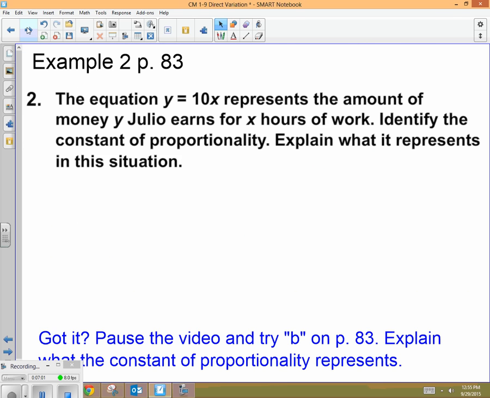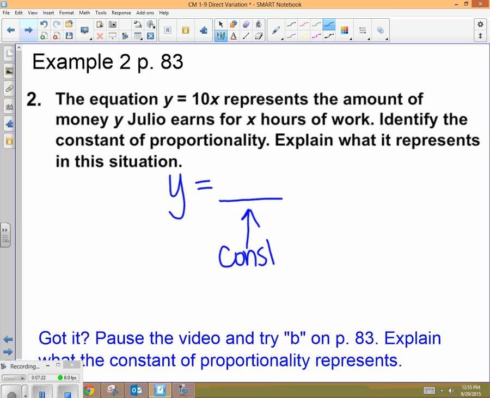Example 2, the equation y equals 10x represents the amount of money, or y, that Julio earns for x hours of work. Identify the constant of proportionality and explain what it represents in this situation. So the constant of proportionality is this value that comes before your x. Sometimes we call it slope. Okay? So y equals blank times x. In this case, it was 10x.